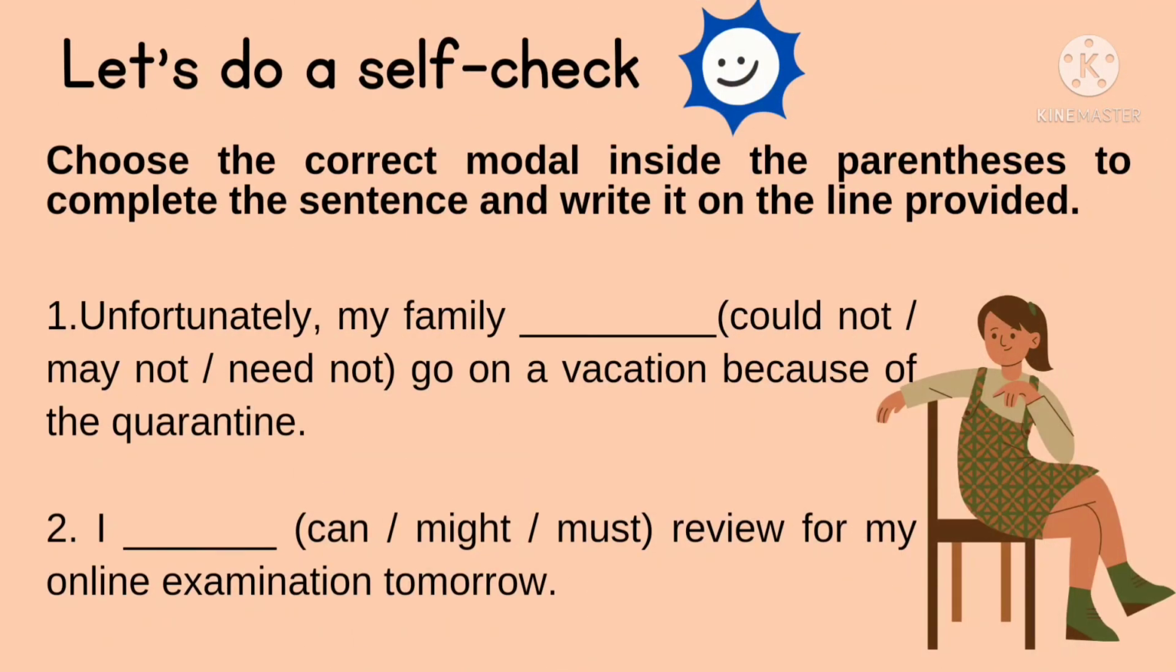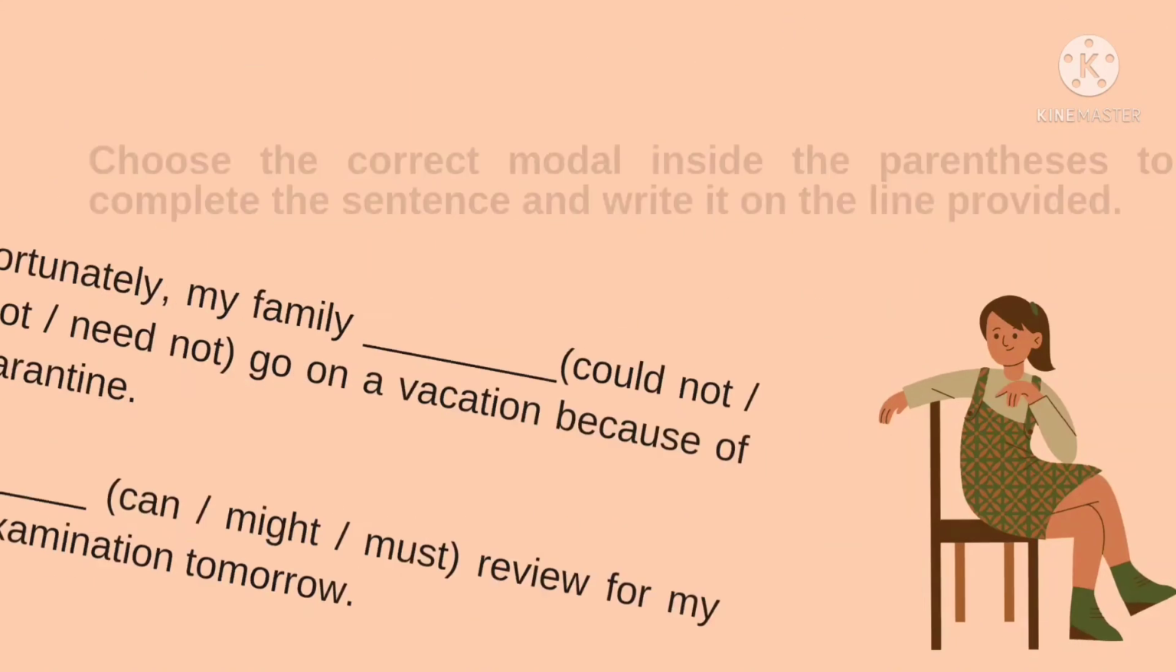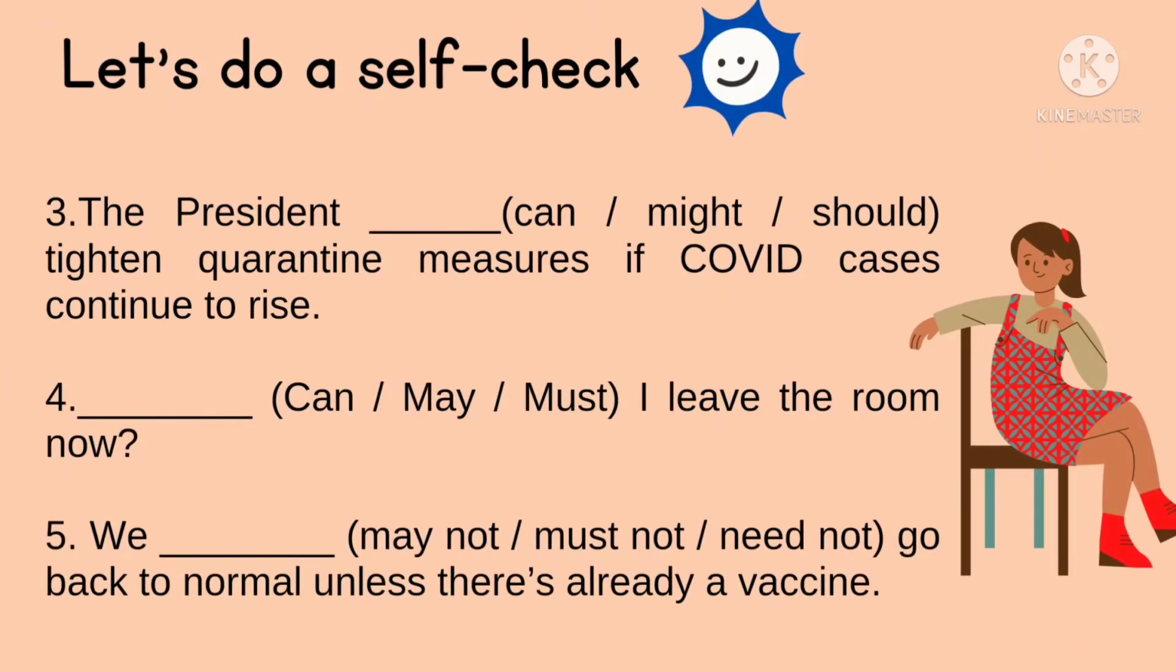This time, let's do a self-check. Choose the correct modal inside the parentheses to complete the sentence and write it on the line provided. 1. Unfortunately, my family blank go on a vacation because of the quarantine. 2. I blank review for my online examination tomorrow. 3. The president blank tighten quarantine measures if COVID cases continue to rise. 4. Blank I leave the room now. And 5. We blank go back to normal unless there's already a vaccine.